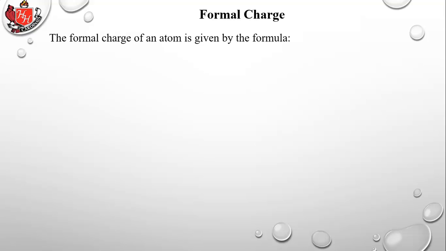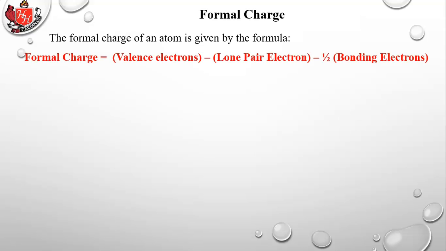Formal charge of an atom is given by this formula. Formal charge equals the number of valence electrons minus the lone pair electrons minus half of the bonding electrons. And when we get into an example, we'll explain what that formula is really saying.